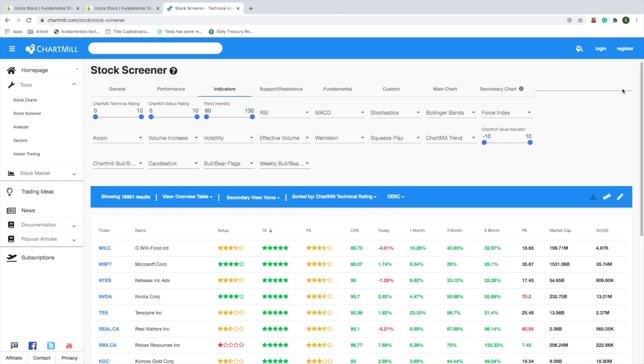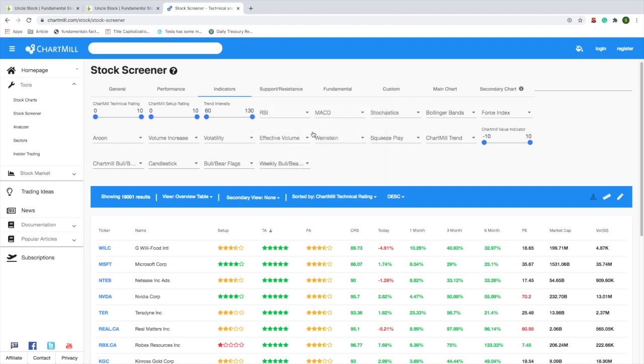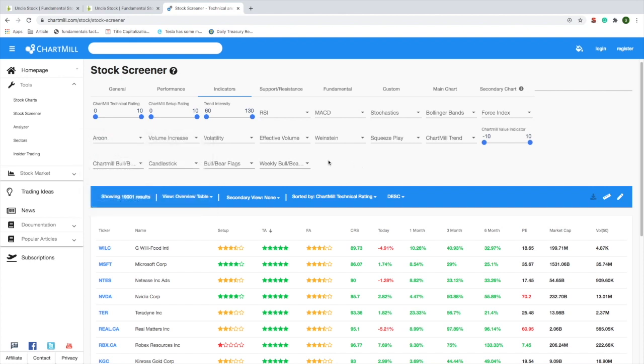This free stock screener allows investors to find stocks on the basis of technical metrics or technical indicators. You can use filters like trend intensity, squeeze plays and pocket pivots, and you can see them all here. So I can click on say the RSI for example and choose a rising RSI, a falling one that's above 10, below 10, and loads of different metrics available, and you can do this across all of the different technical indicators here. You can filter the stocks on numerous criteria.